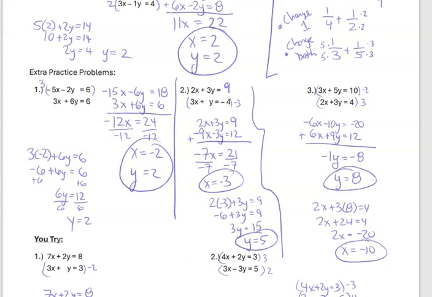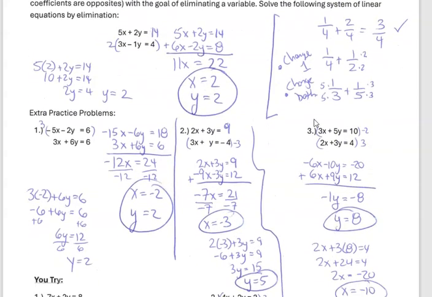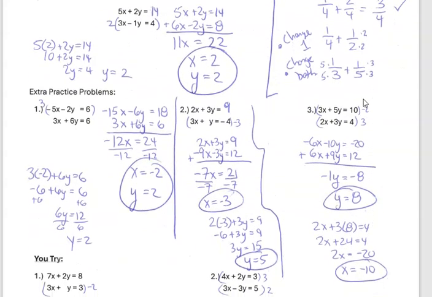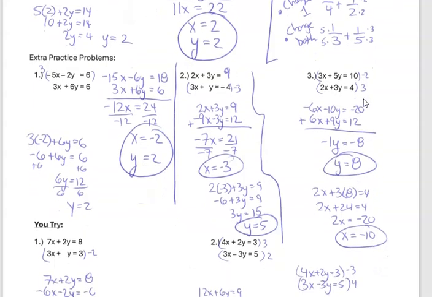Now on the next one, on this next problem, you cannot just multiply 3 by something to get 2 or 2 by something to get 3. You were going to have to multiply both equations by something. It's kind of like when you had two fractions where the example I had right here, where it was a 3 and a 5, and you had to manipulate both of them to get a common denominator.